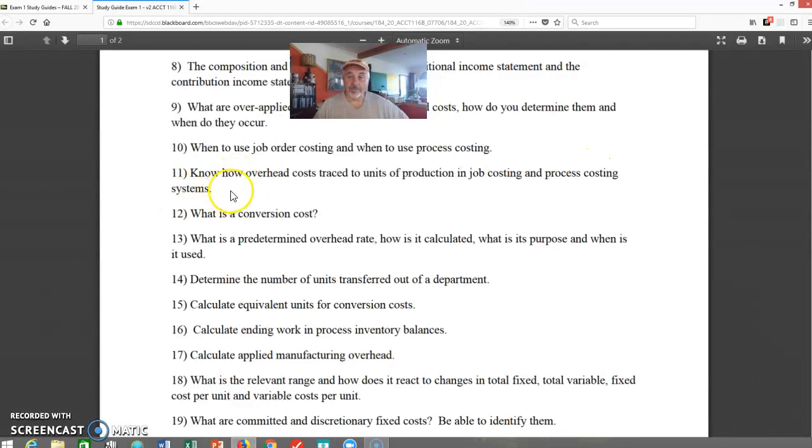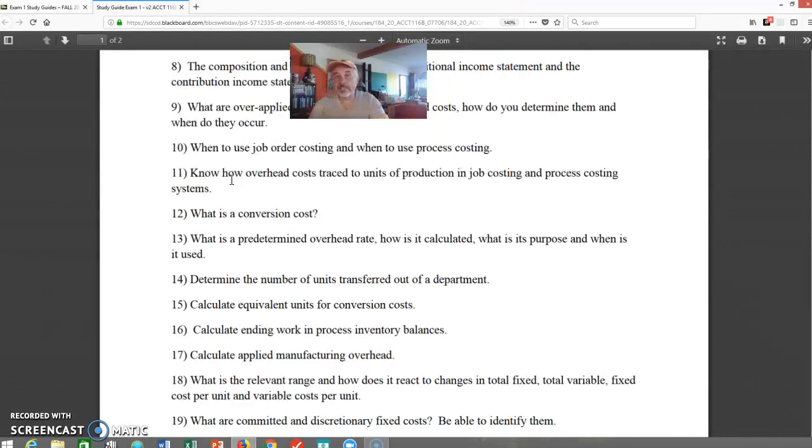Number 11, know how overhead costs are traced to units of production in job costing and in variable cost systems. So we trace it because when we do our work in process, we do manufacturing overhead applied. So first of all, you need to know how to calculate the predetermined overhead rate, because that is the measure that we're going to multiply by the actual activity base, cost driver, allocation base that is consumed for the job or in the process.